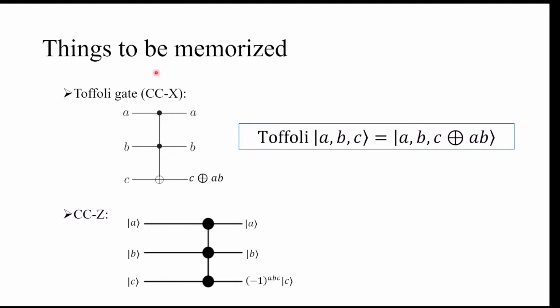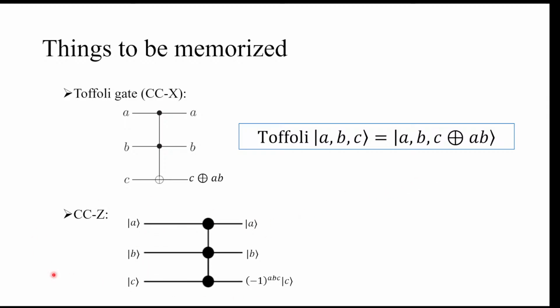It is a controlled-controlled-NOT. So you see that you have two controls here and a NOT here. And what this does is you apply a NOT gate on the third qubit if and only if the first two qubits are both 1. So you have this ⊕ A times B. So only when A and B are both 1, you have a plus 1 here.